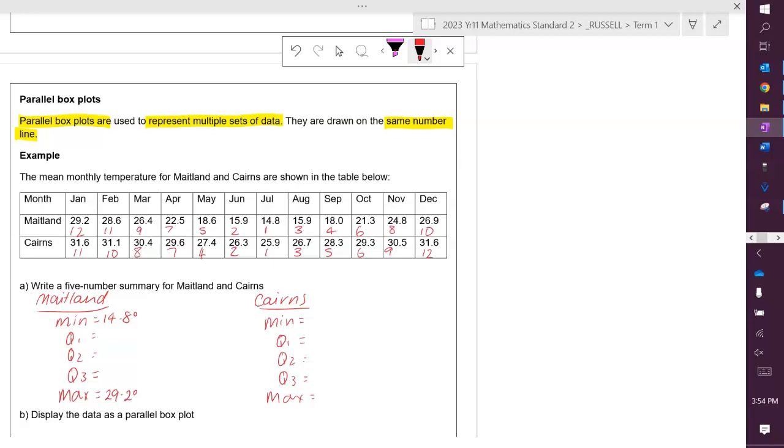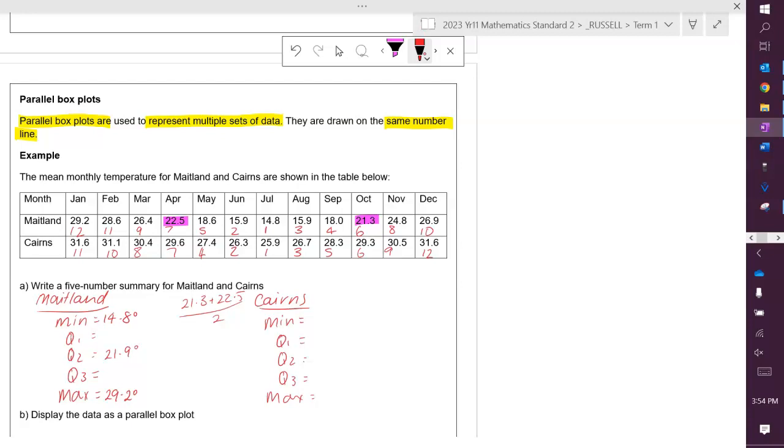So if we think about 12, half of 12 is 6 and 7. So if we look at 6, which is 21.3, and 7, which is 22.5, I need to find that halfway point. So if I did 21.3 plus 22.5 and divided that by 2, that's going to give me 21.9 degrees. And then we need to find our Q1.